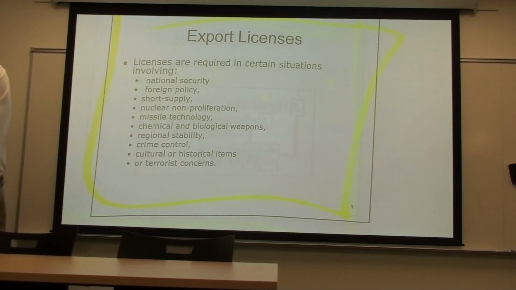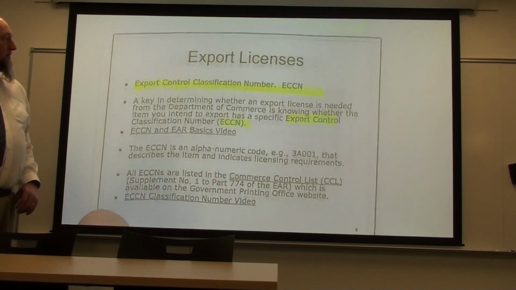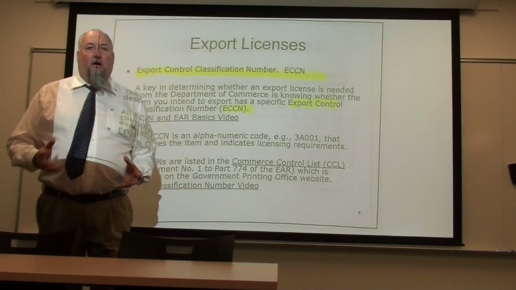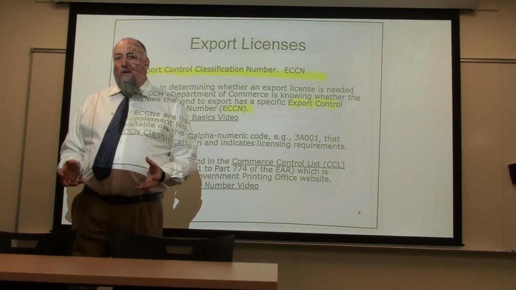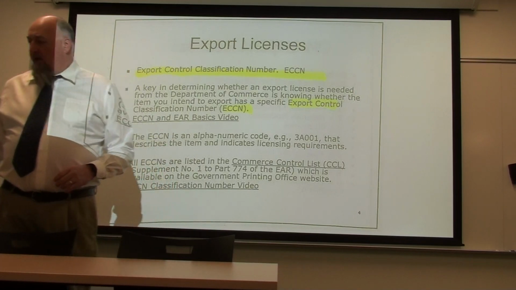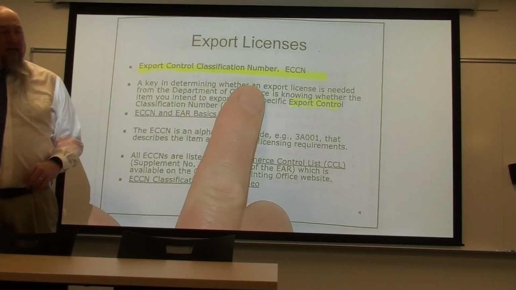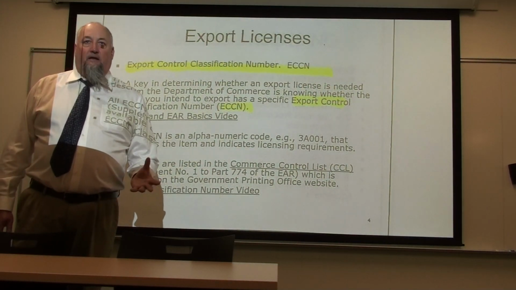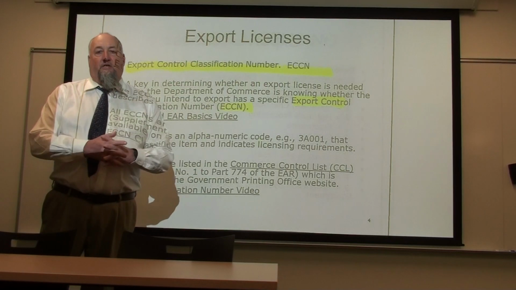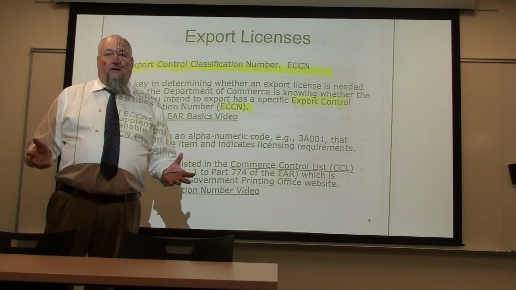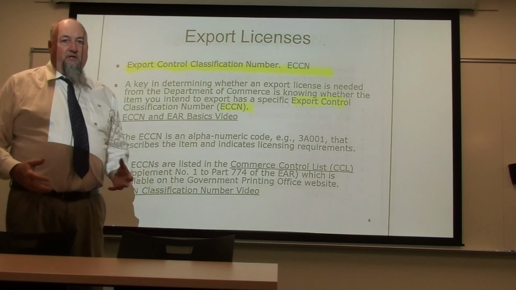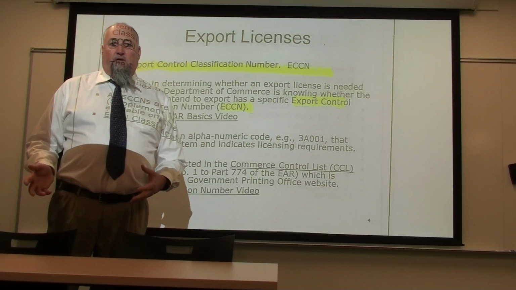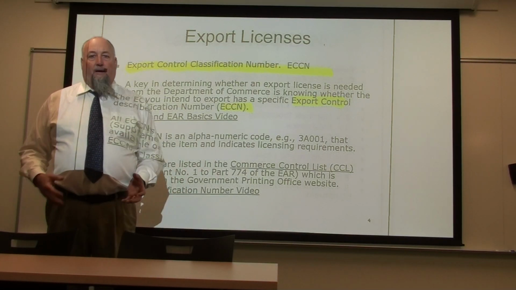So, one of the ways that you do your background research is to look into the type of product that you're going to be exporting, and this will involve what we call an export control classification number, abbreviated ECCN. This is a number that is issued for virtually every product that you can think of that you use in your everyday life, or that you might buy at a store, but also products that are used in commercial, industrial, and military type applications.